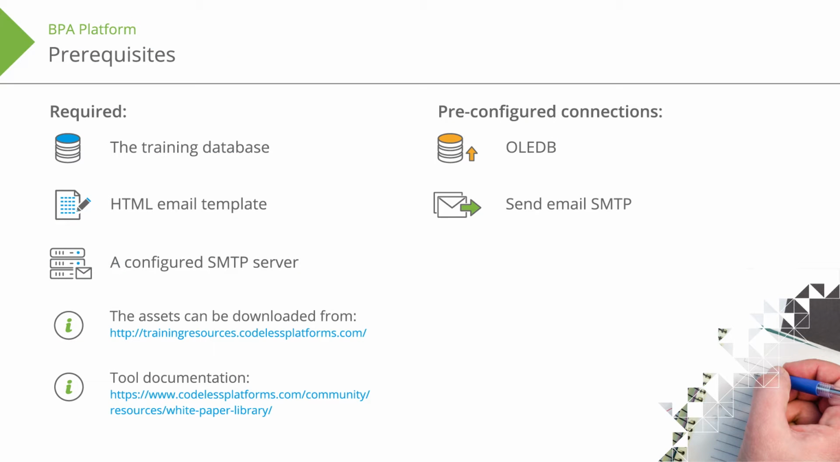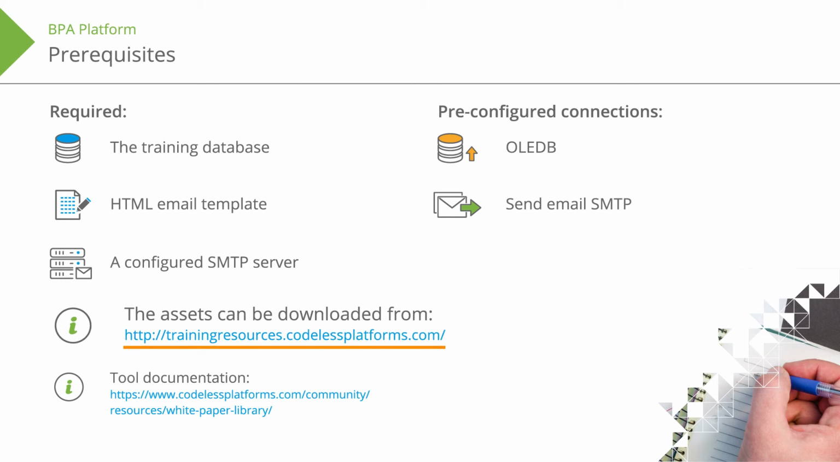This video is intended as a quick overview of BPA platform functionality. If you wish to follow along with the process, you will need the training database, preferably in the same location as BPA platform, and appropriate drivers installed for your chosen database. We are using Microsoft SQL Server in this example, and also the HTML email template. These assets can be downloaded from the link provided.